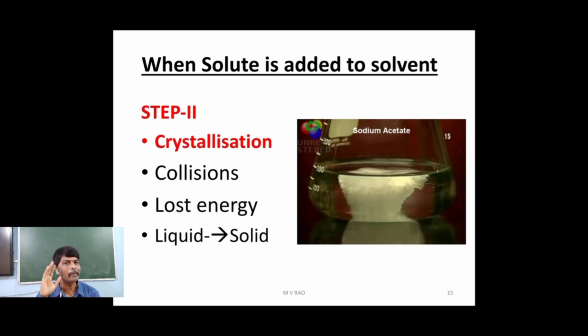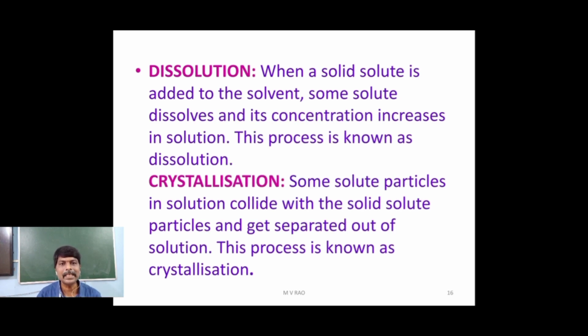You just try to remember last year's class lesson. Solid, liquid, gas. Which one has more energy? Gases have more energy. If gas molecules lose the energy, they will come to liquid state. If liquid molecules lose the energy, they have to come to solid state. In this present solution state, collisions are there, inside collisions. Because of collisions, some solute molecules lose energy. Because of loss of energy, they are converted into solid state. That means solution is converted into solid state. You can call it precipitation or you can call it crystallization. Second step is crystallization. First step is dissolution.